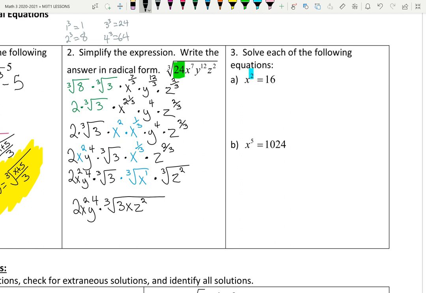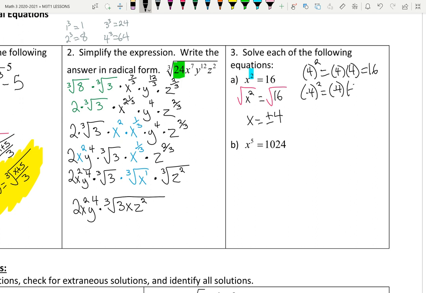Since it's degree 2, I'm going to take the square root of both x squared and 16. This is going to produce x equals positive or negative 4. The reason being, if I have 4 squared, that equals 4 times 4, which is 16. If I have negative 4 squared, that means negative 4 times negative 4 equals positive 16. Both of them work, hence why I have 2 solutions.